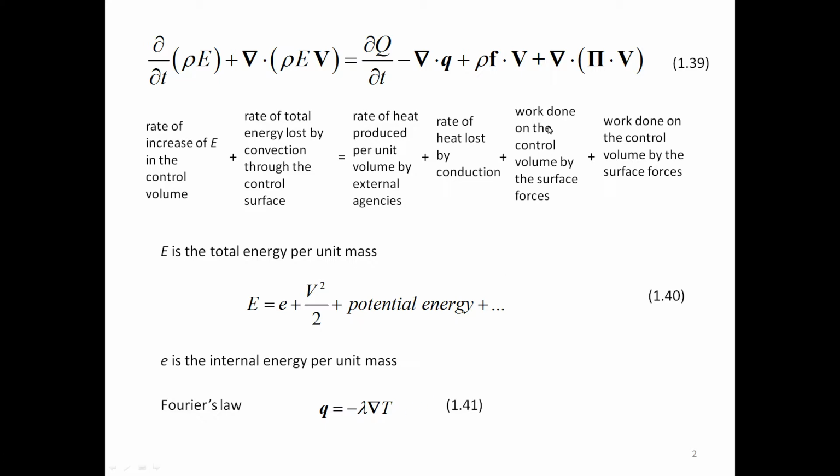The third term on the right-hand side of equation 1.39 represents the work done on the control volume per unit volume by the body forces, while the fourth term represents the work done on the control volume per unit volume by the surface forces. It should be obvious that equation 1.39 is simply the first law of thermodynamics applied to the control volume. That is, the increase of energy in the system is equal to heat added to the system plus the work done on the system.